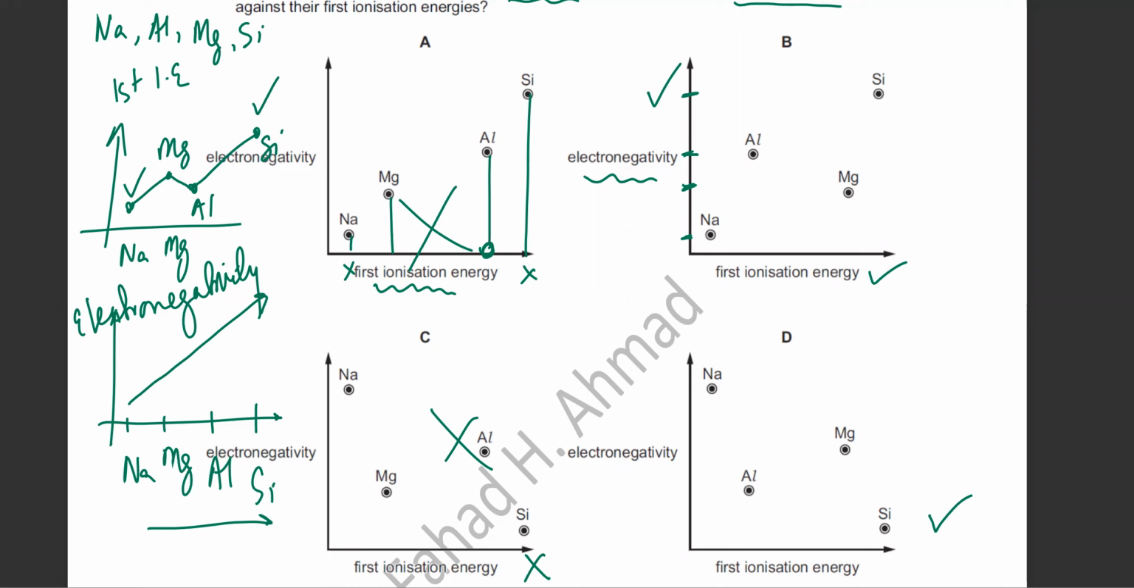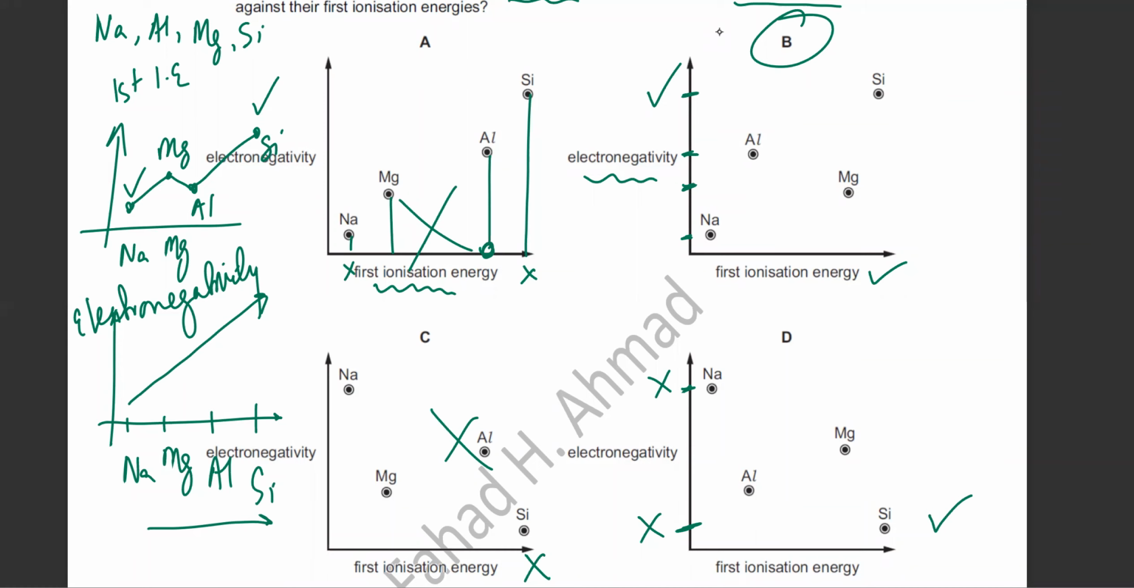Over here they're saying that silicon is going to have the lowest ionization energy, sorry, lowest electronegativity, which is wrong. And Na was having the greatest electronegativity, so that is wrong as well. So is this clear that option B is the correct option? Yes, sir.